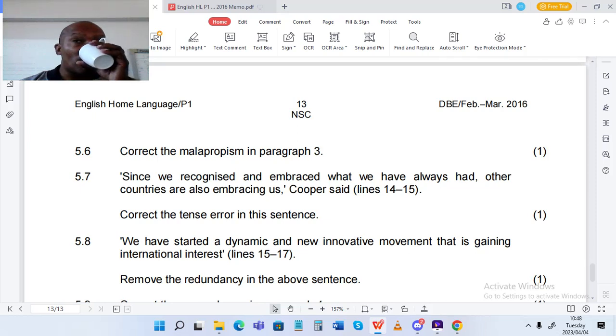Dynamisch en innoverend. Innovative and innovative, a movement.